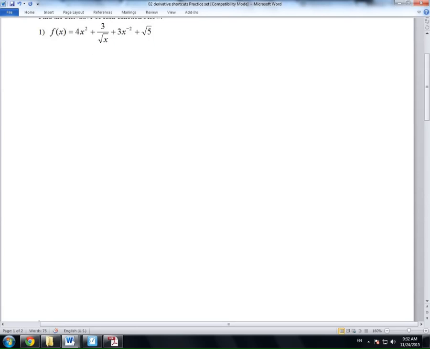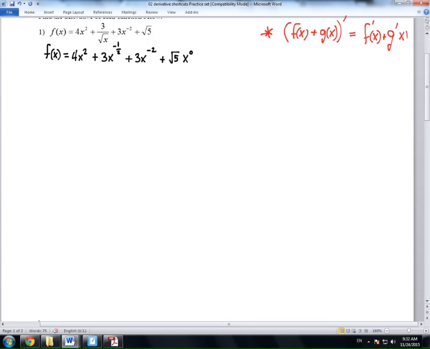So if we add them all together, lucky enough, we know that the derivative of the sum of functions is equal to the sum of the derivatives. So here, if you have two functions and you want to take their derivative, you just take the derivative of both functions separately and add them together.